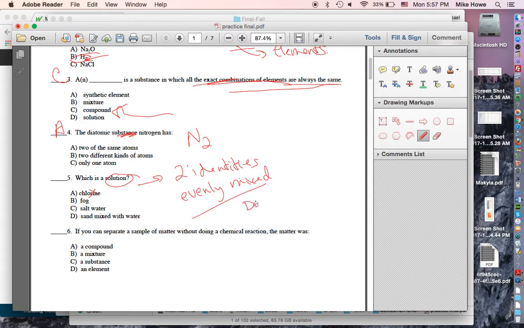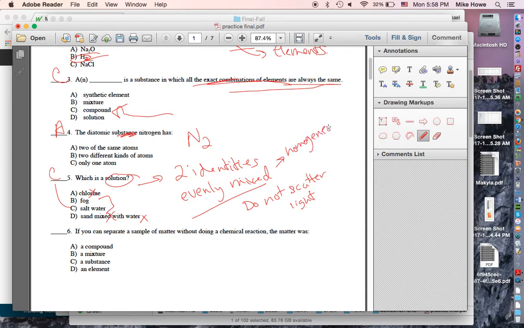And you might remember I showed you a laser beam that went through some liquids, and the one that did not scatter light was a solution. So we know sand mixed with water is not a solution because that's going to settle out, so that's out. Then it becomes salt water versus fog, but fog scatters light. You've all seen a flashlight beam in fog before. So the answer would be C. It's a saltwater solution. It's completely homogeneous.